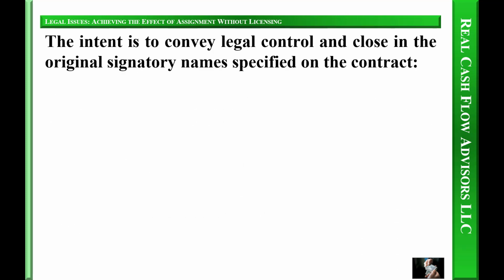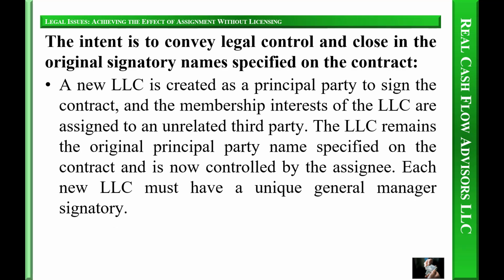The intent is to convey legal control and close in the original signatory name specified on the contract. A new limited liability company, LLC, is created as a principal party to sign the contract, and the membership interests of the LLC are assigned to an unrelated third party. The LLC remains the original principal party name specified on the contract and is now controlled by the assignee. Each new LLC must have a unique general manager signatory.